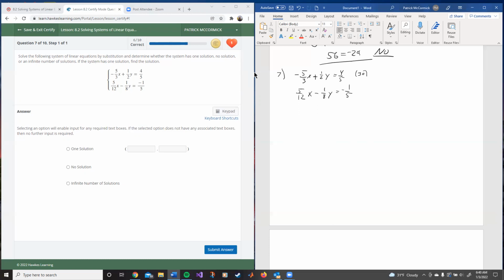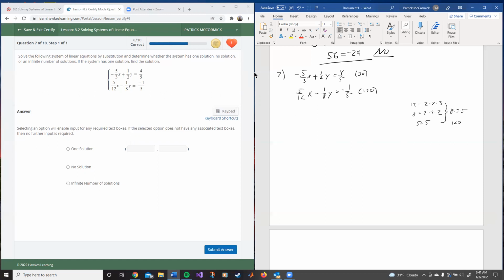And then the bottom one, right? 12, 8, and 5. What's the LCM of that? Let me come over here and work this on the side. 12 is 2 times 2 times 3. 8 is 2 times 2 times 2. 5 equals 5. So my LCM, 2 times 2 times 2 times 3 times 5. So 8 times 3 times 5, so 120. So multiply this by 120.